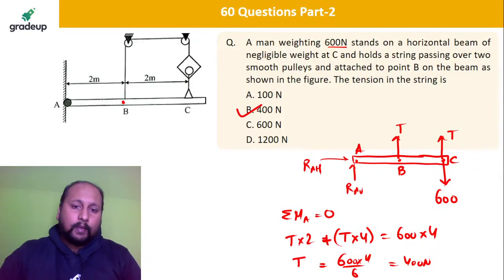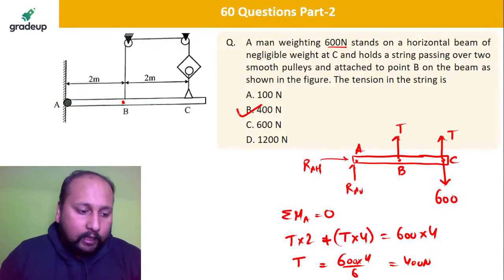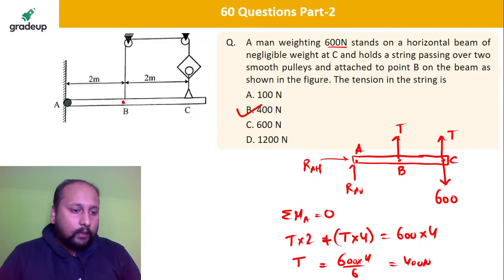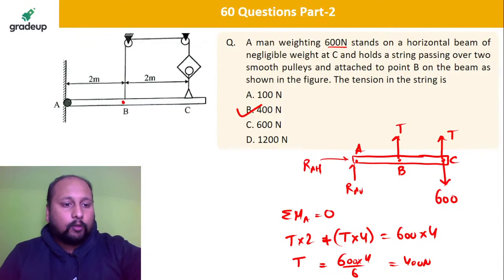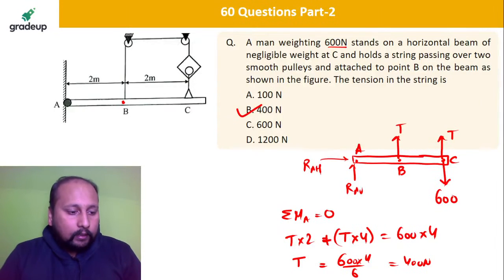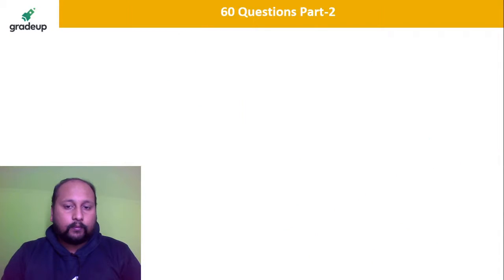Simple, option B. You'll be getting option B as the correct answer. Exactly, very good, Rajan. Option B is the correct answer. You'll be getting 100 into 4, that is 400. Perfect. Okay, let's proceed to the next question.